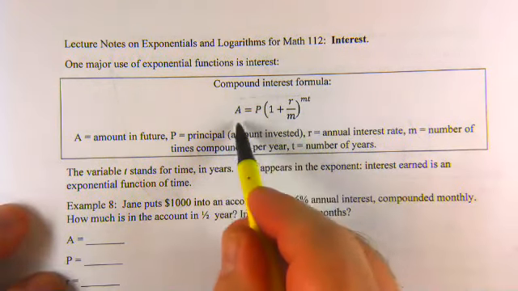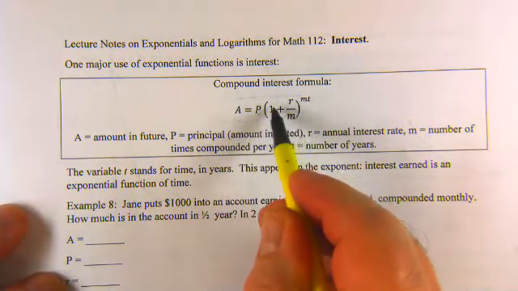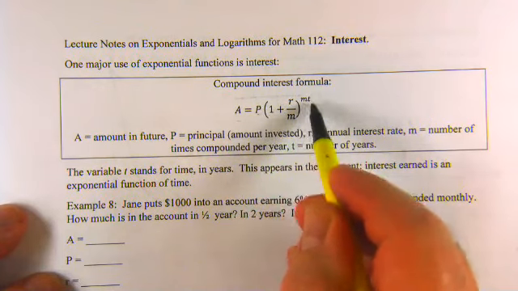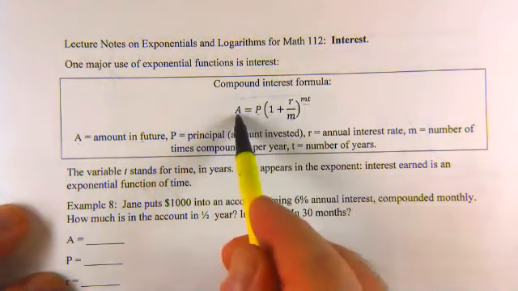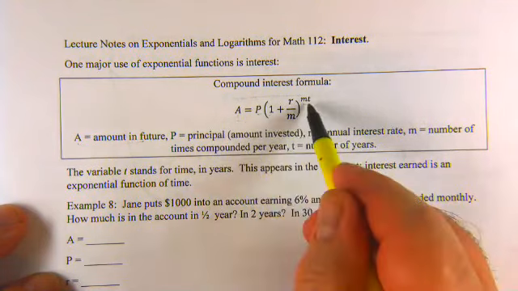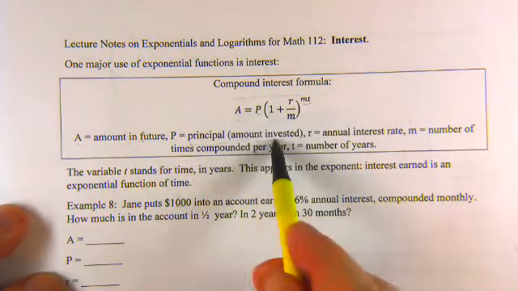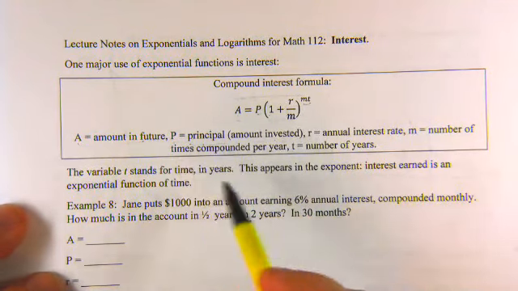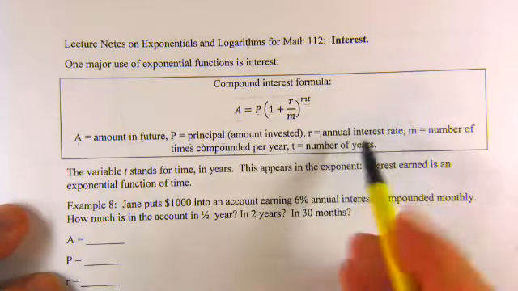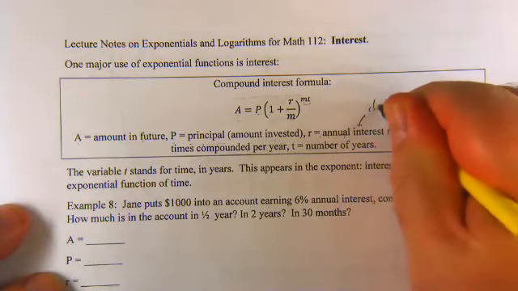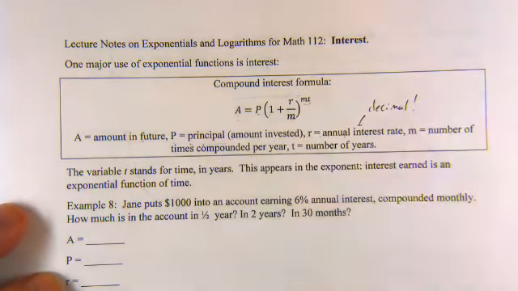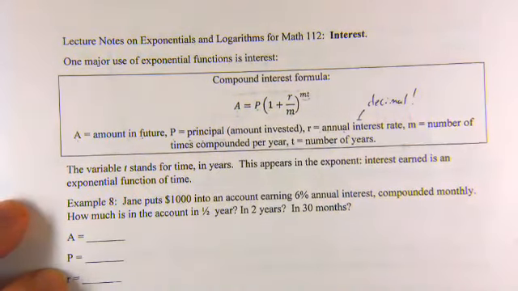Compound interest formula: A equals P times the quantity 1 plus r over m, to the mt. A is how much you have in your account at time t in the future. P is how much you invested, called the principal, that's why it's P. r is your annual interest rate. It has to be a decimal in this formula.